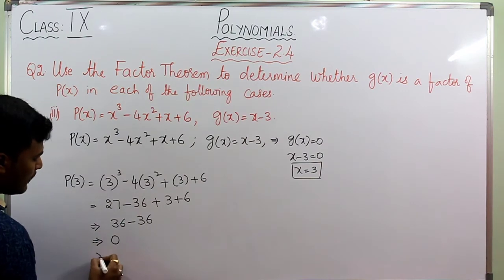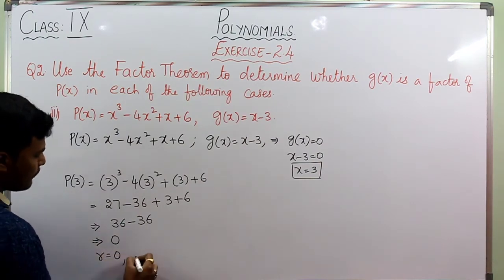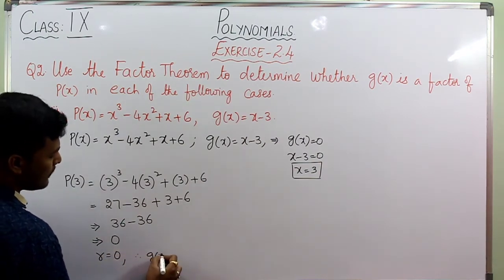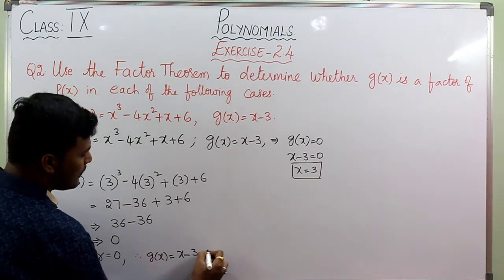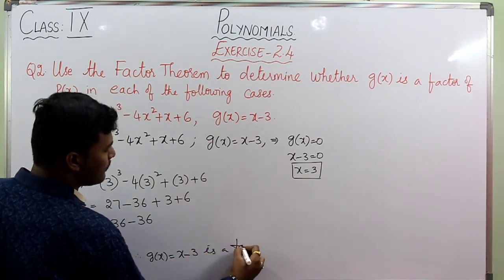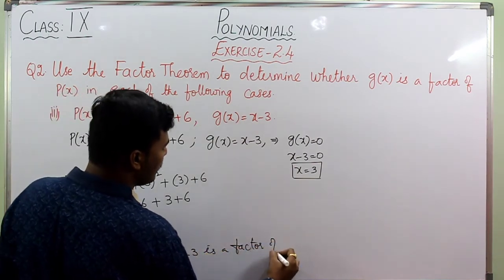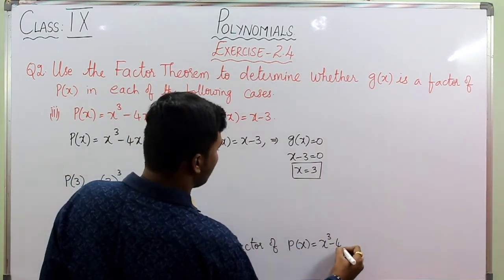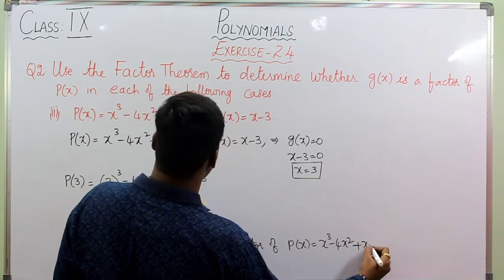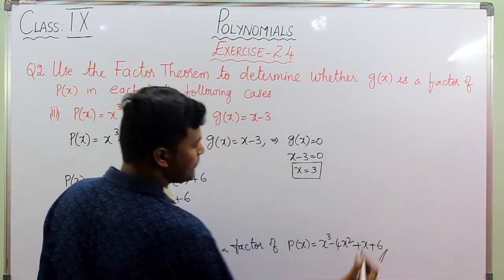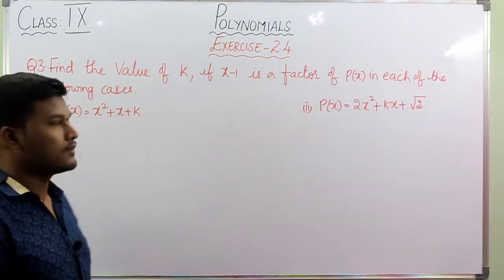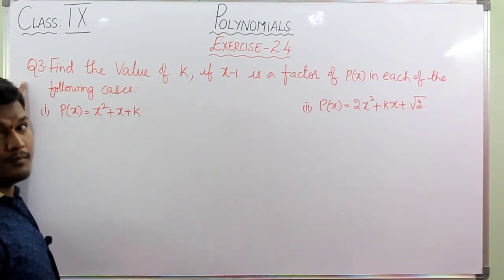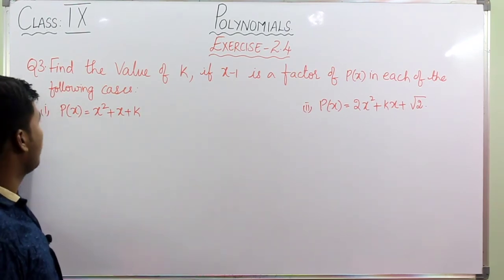So what we got here, our remainder is 0. So therefore g of x, that is x minus 3, is a factor of p of x, which is equal to x cube minus 4x square plus x plus 6. Now let us discuss the next problem, that is question number 3.